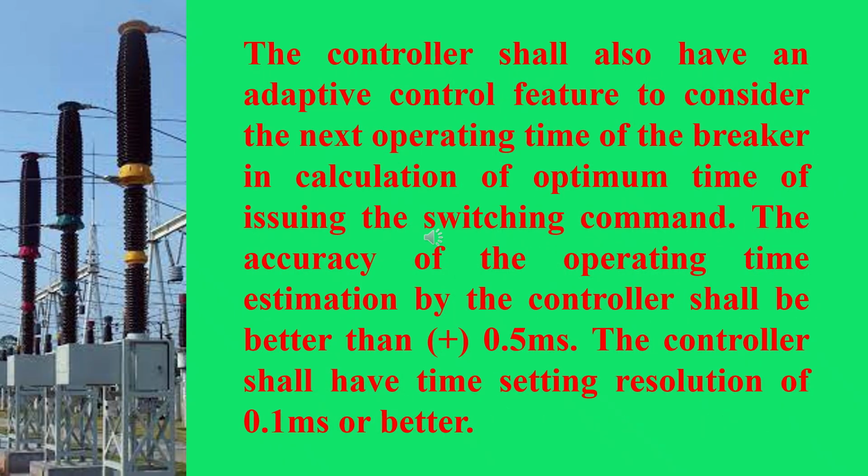The controller shall also have an adaptive controller feature to consider the next operating time of the breaker in calculation of the optimum time of issuing the switching command. The accuracy of the operating time estimation by the controller shall be better than plus or minus 0.5 millisecond. The controller shall have a time setting resolution of 0.1 millisecond or better.